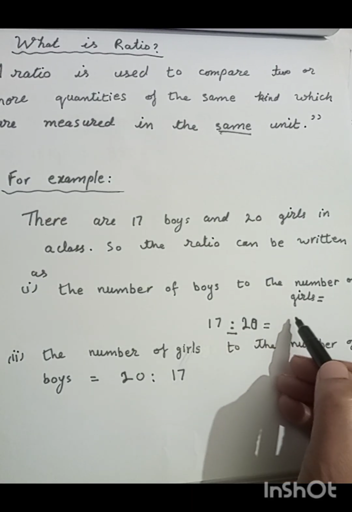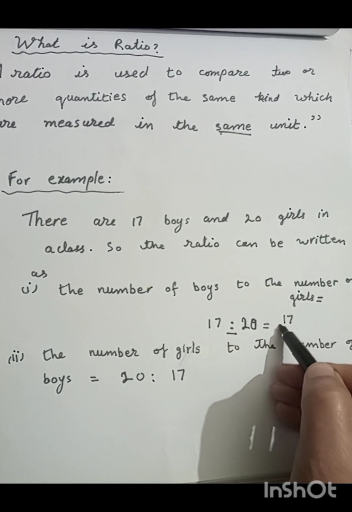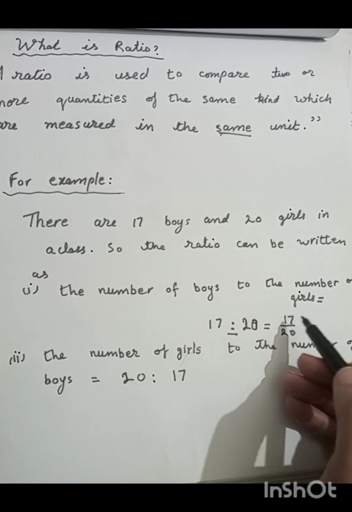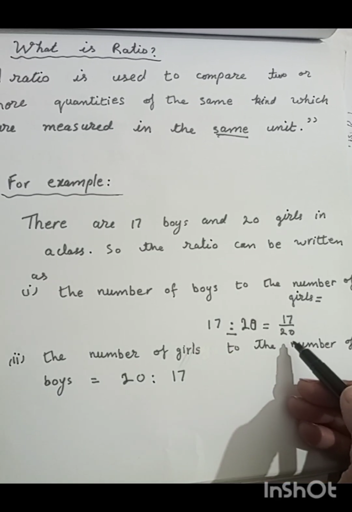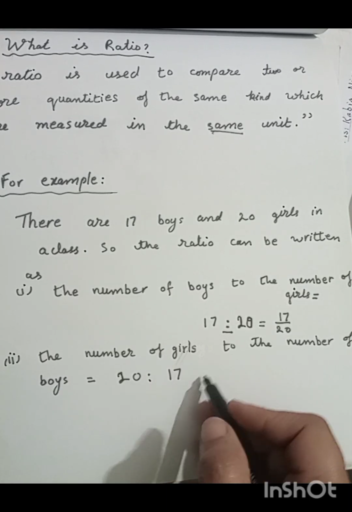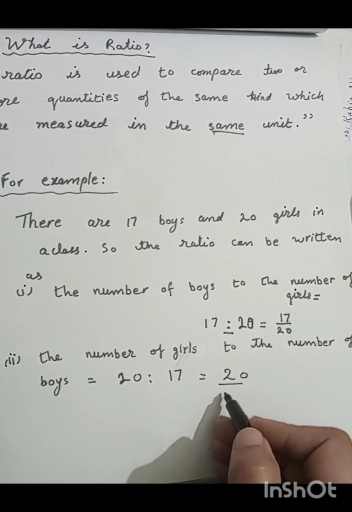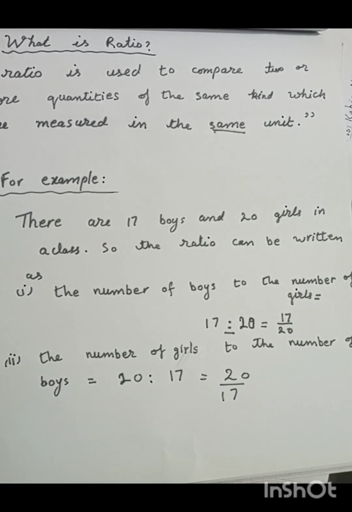as 17 ratio 20 can be written in the form of fraction 17 over 20, as the first number will be the numerator and the second number will be the denominator. Similarly, in this case, we can write it as 20 over 17.